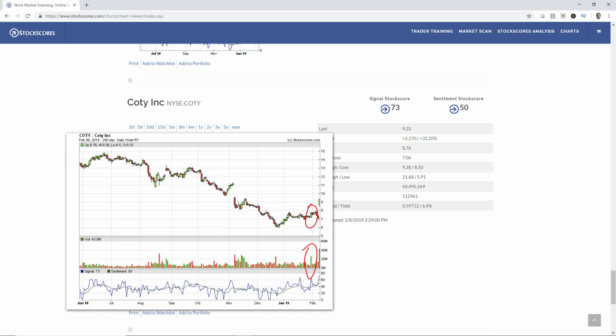Well, today their earnings announcement came out. Earnings were good. The stock made a pretty good gap to the upside. So that's kind of the second buy signal. Really, the first one was back on January 31st.